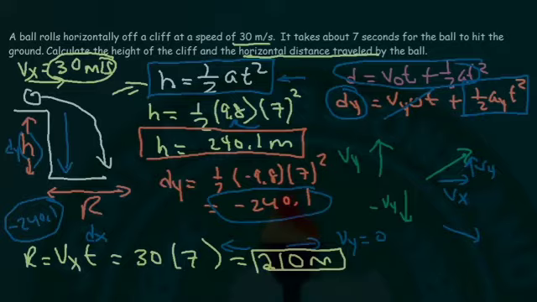It's traveling horizontally 30 meters per second every second. So if it's traveling for 7 seconds in the air, it's going to cover a distance of 210 meters. And that's basically it for this problem. That's how you solve it.